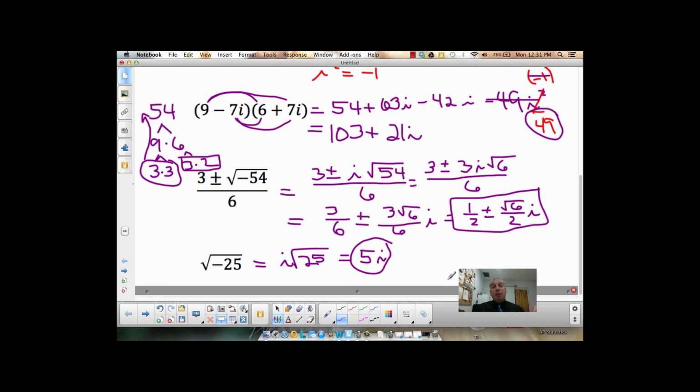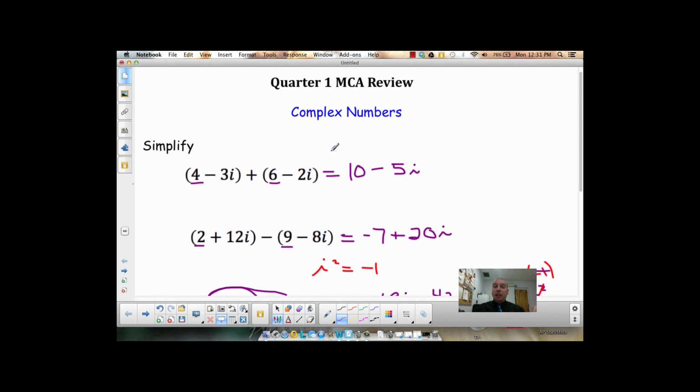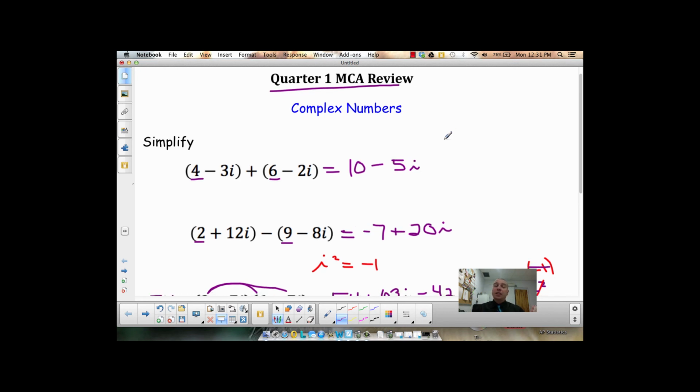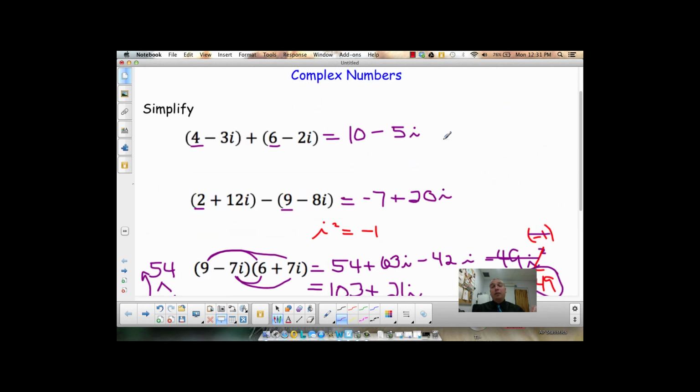All right, so these are all the complex ones. You should review through, make sure that you understand how to do each of the complex numbers. This is just part of the MCA review. We still have many more questions to go, but here's at least numbers 1, 2, 3, 4, and 5 done out from the review. All right, happy studying.